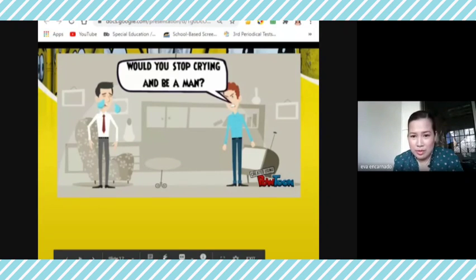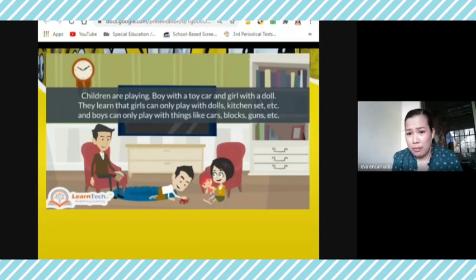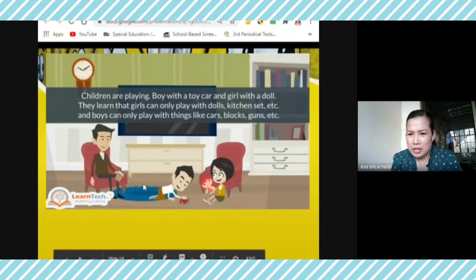Okay, sige, next picture. Oh, what about this one? Children are playing, a boy with a toy car and a girl with a doll. They learn that girls can only play with dolls, kitchen set, etc., and boys can only play with things like cars, blocks, guns, etc. Toys for girls. You have to play the toys that are required for girls, and the toys that are required for boys.